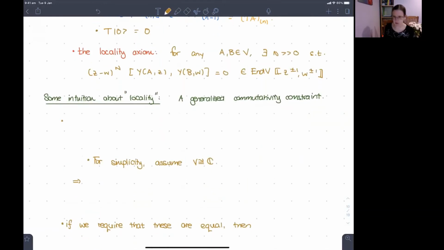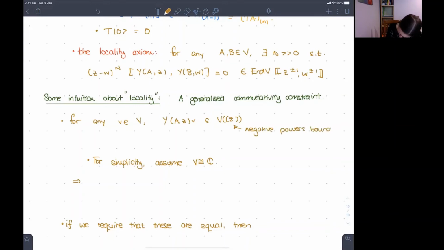Okay, so the first observation to make is that in principle, Y_a(z) could have infinitely many positive and negative powers, but because the grading on V is bounded below, when I apply it to an individual vector of V, I only have finitely many negative powers. So let me write that. For any v in V, when I apply this sum to v, I land here. Let me emphasize that this means that the negative powers of z are bounded below.